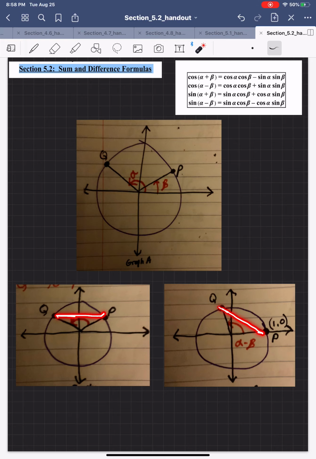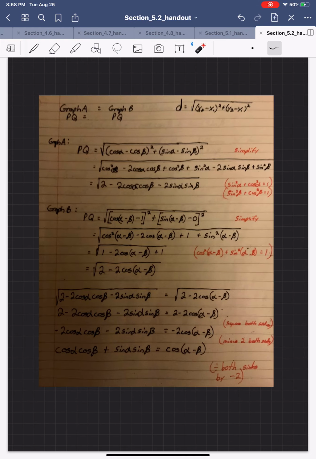and we just simplify. So notice that here are our distance formulas. For graph A, I have P to Q. Here's the distance formula applied to graph A, and here's the distance formula applied to graph B. Simple enough, if you set P to Q equal to P to Q, that's exactly what you have here. Set your distances equal, square both sides, that gets us to here. We subtract 2 from both sides, gets us to here. Divide everything by -2 gets us to here.